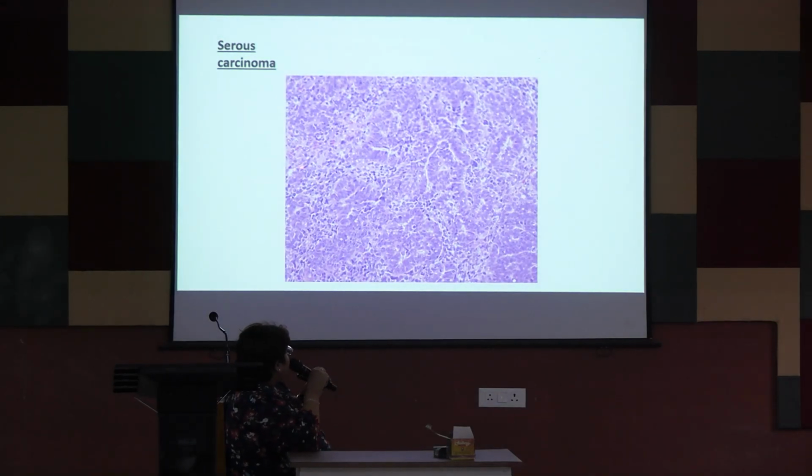So, this is a serous carcinoma. You can see it is a high-grade carcinoma. You can see the cells. The cells are more or less cuboidal, but at some places there are papillary structures like this. So, this is a high grade serous carcinoma.